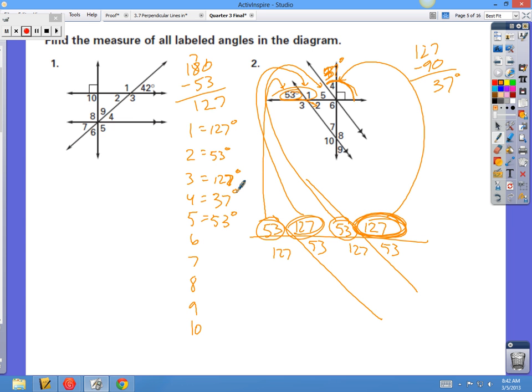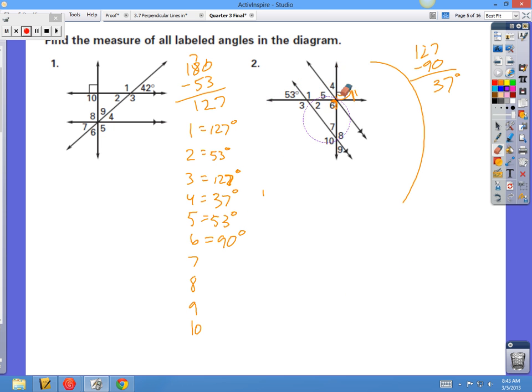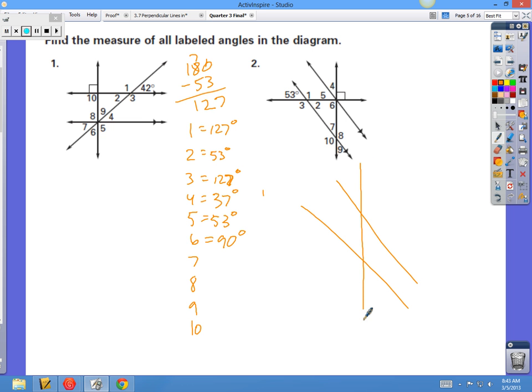Okay, look at angle 6. Angle 6 is a vertical angle with this. So if that's 90, 6 must be 90. Okay, now let me erase this stuff because it's getting a little too sloppy. So now I'm going to draw another picture. I'm still going to draw these two lines, but I'm going to draw the vertical line in there.